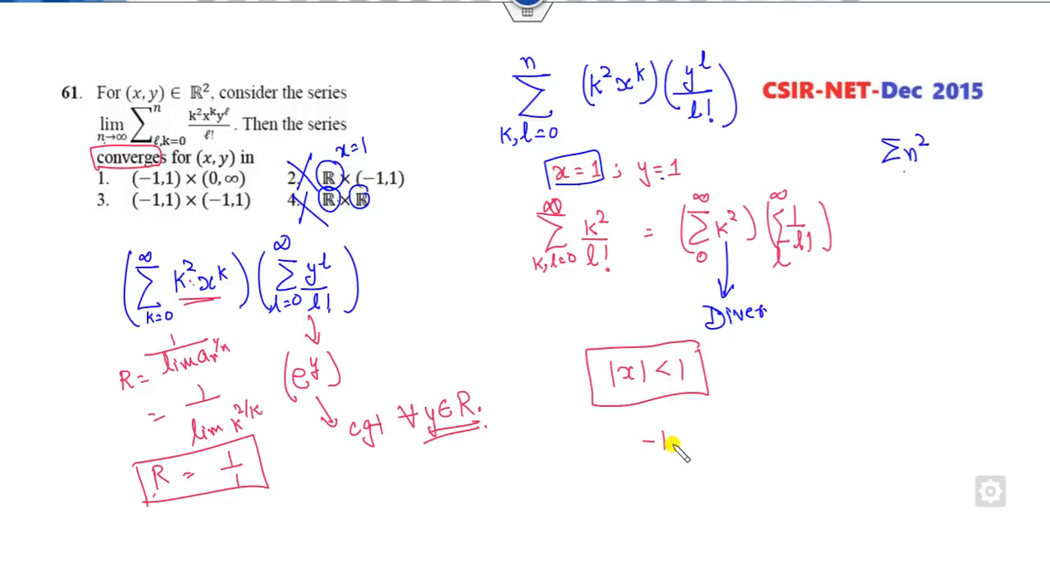So what is the option? When x is in here and y is in the real numbers, x is in here, this is also part of the real numbers. So the right answer is A and C are the correct options.